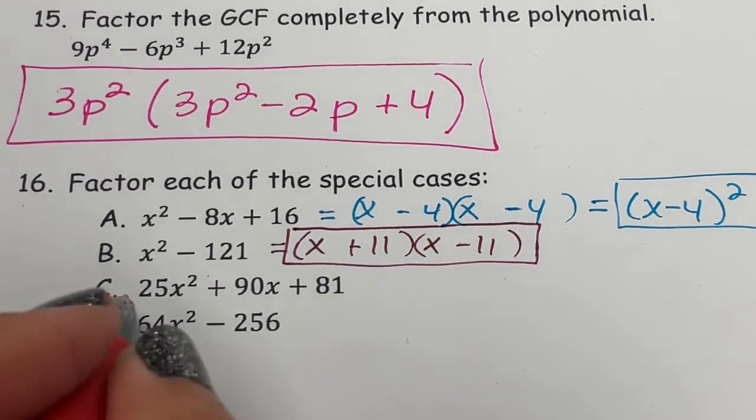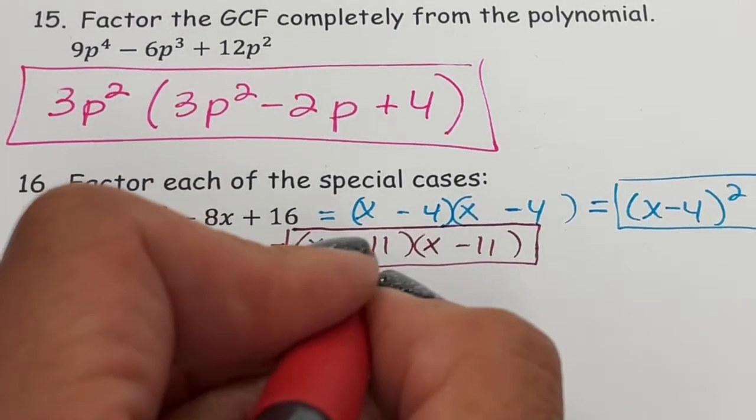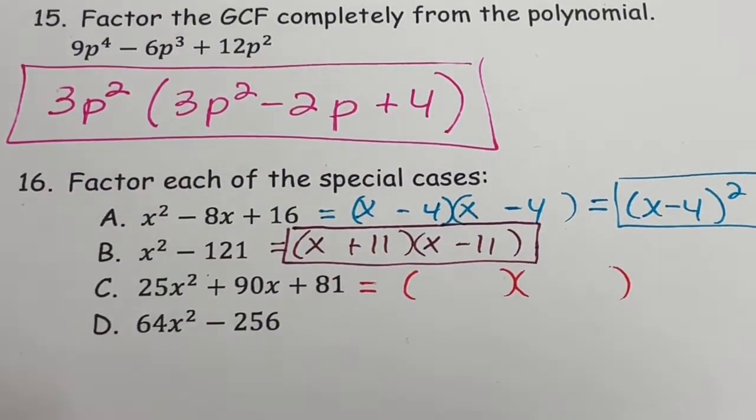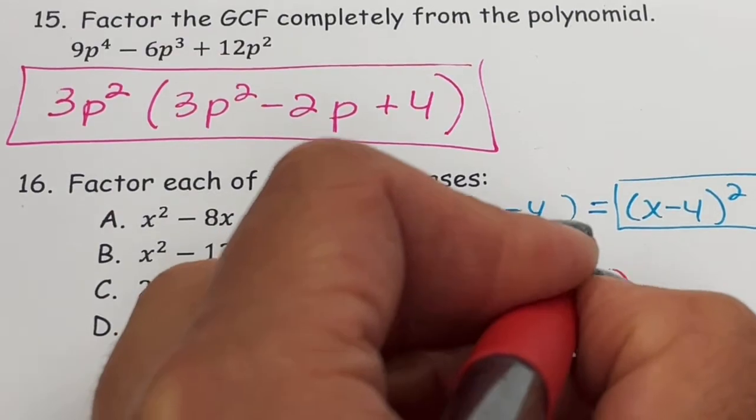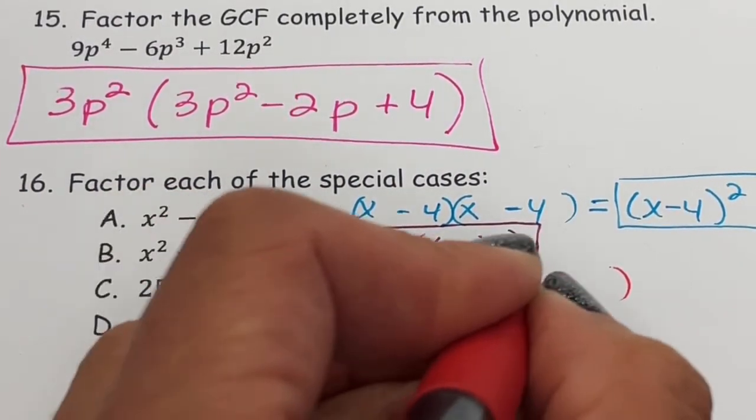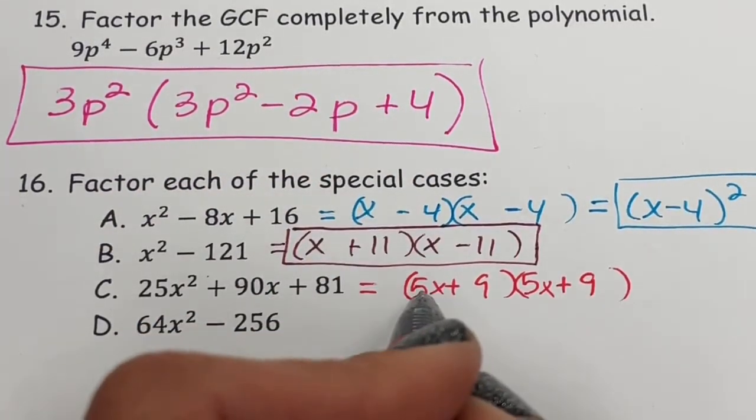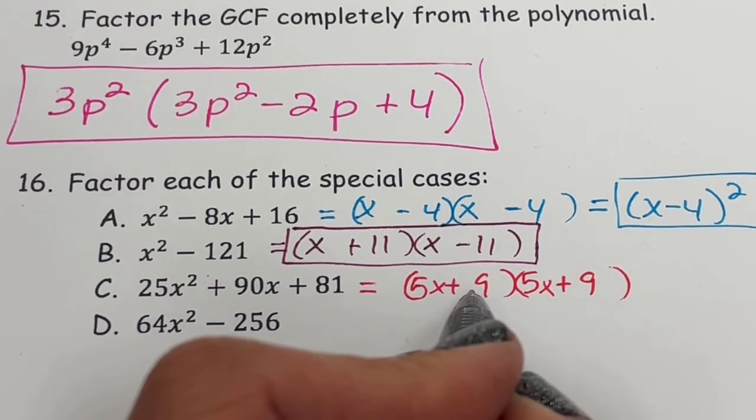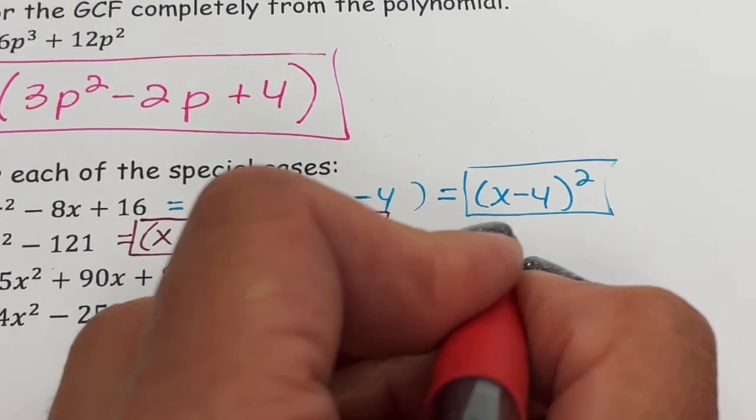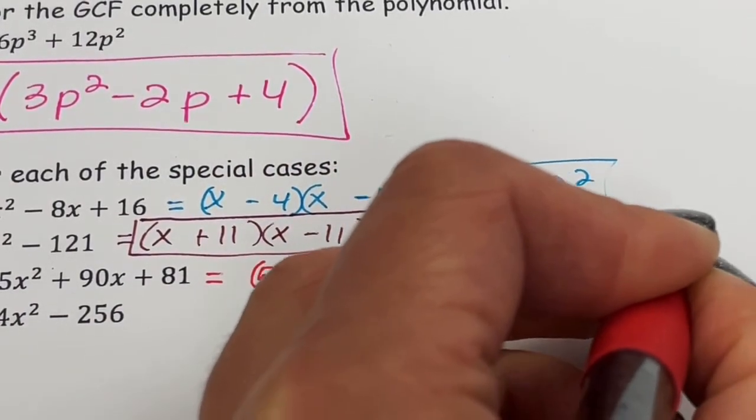Letter C, this looks like a perfect square trinomial. This one's going to be a little bit harder just because the numbers are bigger. Everything's positive though. The square root of 25x squared is a 5x. The square root of 81 is a 9. So let's just check it. 5x times 9 is 45x, and if I double that, I will get 90x. So the pattern works. And since I have two of the same factor, I can write this as 5x plus 9 quantity squared.